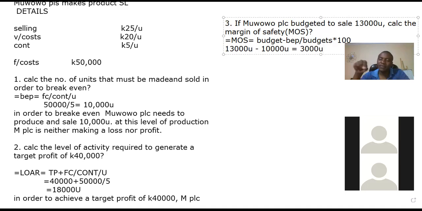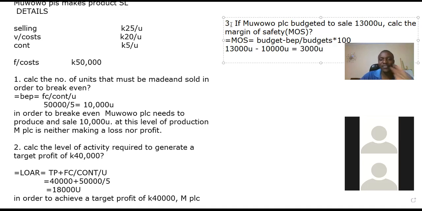But sometimes the examiner asks you, hey guys, can you please tell me the MOS in percentages? And then you say, hey, dear examiner, I wasn't taught how to do that. Then he says, thank you so much. You pay exam fees and I'm going to enjoy your money. So guys, let's do this.